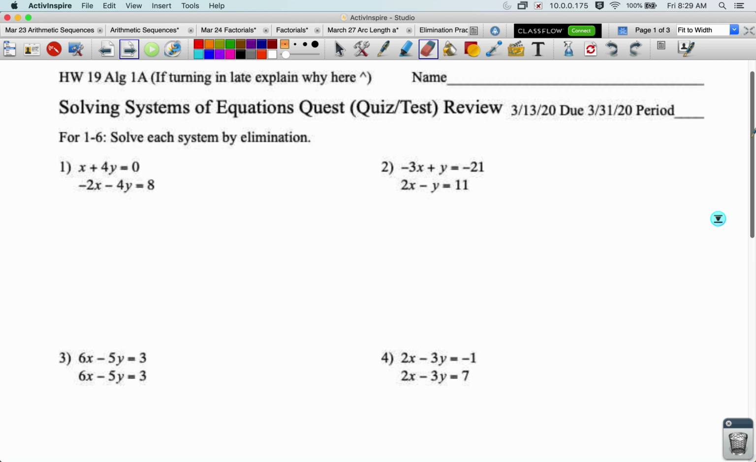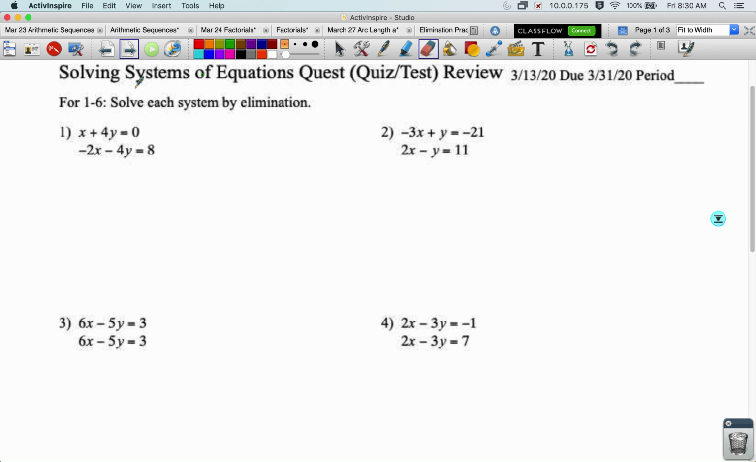Alright, so for 1 through 6, let's solve with elimination. Elimination is a good choice for problem number 1 because I can see I already have a 0 pair. This 4y and this negative 4y, when I add those together, they are 0y. They cancel each other out because they're exact opposites. So I can just put a plus down in front, a line underneath, and these will cancel right out. The x plus the negative 2x is just going to become a negative x. The 0 plus the 8 is just an 8. Equal sign stays in the middle.